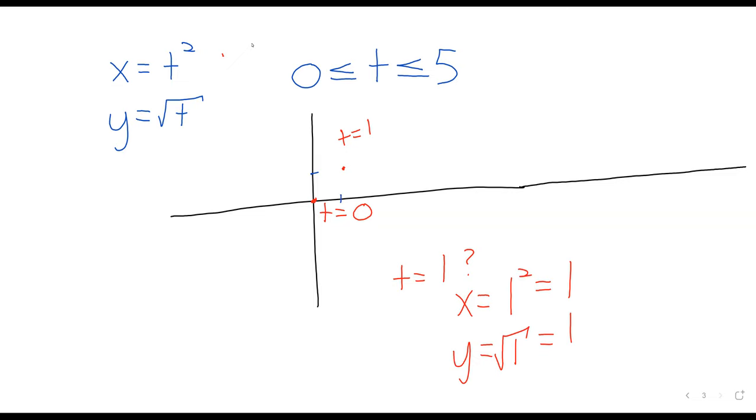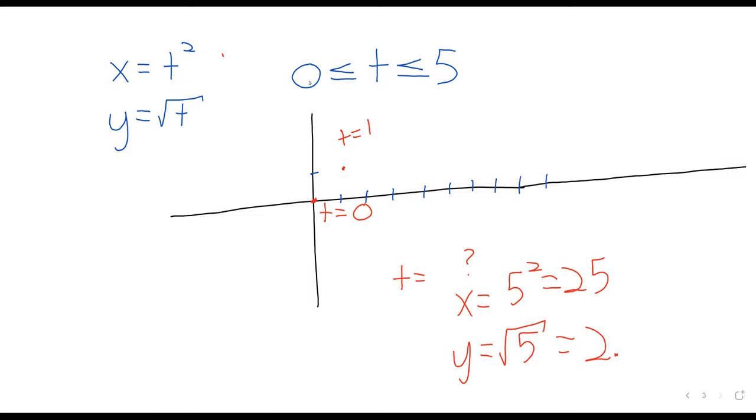And at t equals 5, well, let me write this all down. At t equals 5, x is 5 squared, or 25. Y is the square root of 5, which is, I don't know, 2 point something. It's between 2 and 3. So let's see if I gave myself enough space. 1, 2, 3, 4, 5, 6, 7, 8, 9, 10. I definitely didn't. We're somewhere off the whiteboard when t equals 5.